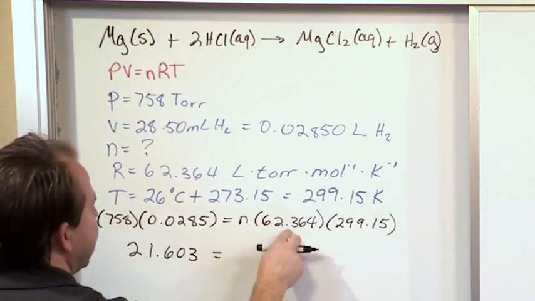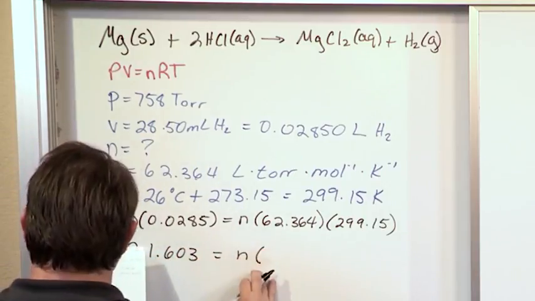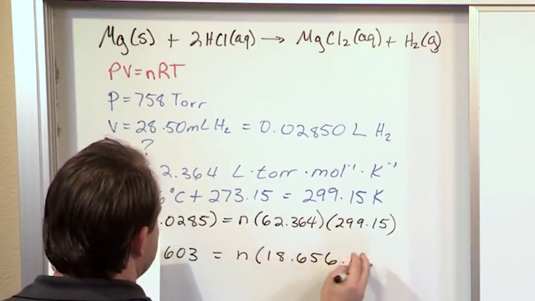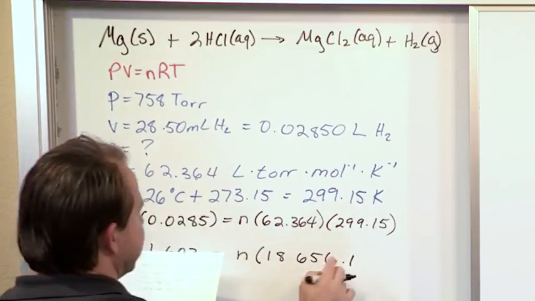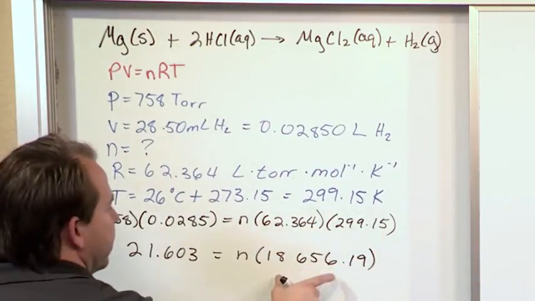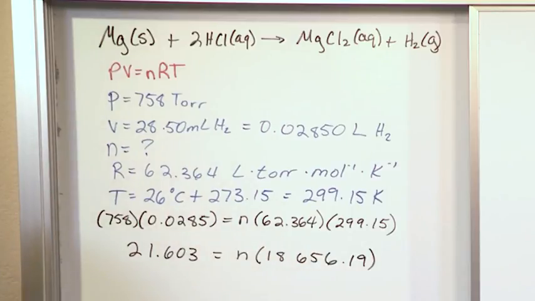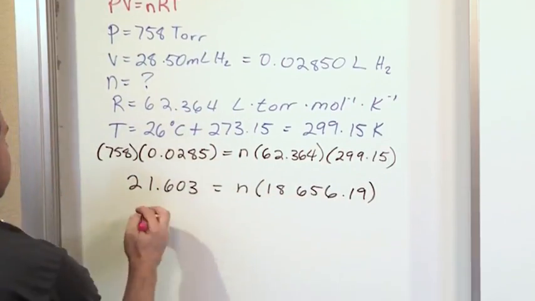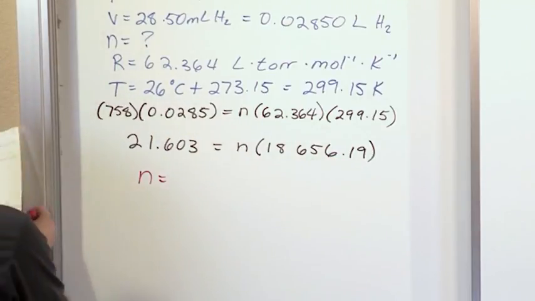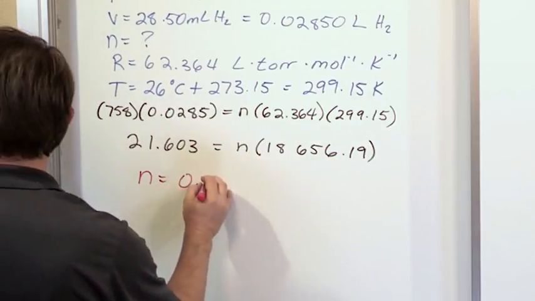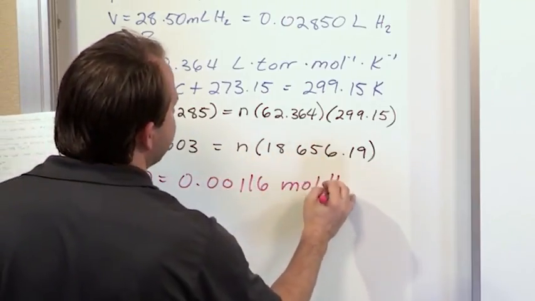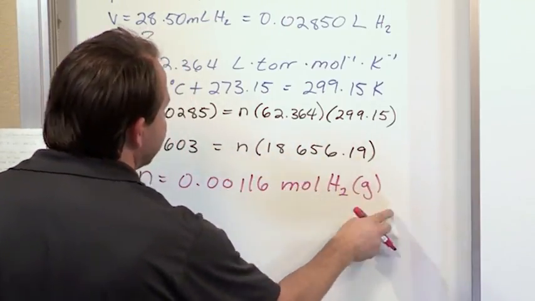So on the left-hand side, I'll multiply these two guys, and I'll get 21.603. And on the right-hand side, I'll multiply these two guys, and I will get 18.656, 18.656 decimal 19, just like that, because that's an awfully large number down here. Now, in order to find the number of moles, which is n, I'll take this number, I'll divide by this one, moving it over there. So I'm going to get a really small number, 0.00116 moles of hydrogen gas. So this is how many moles.